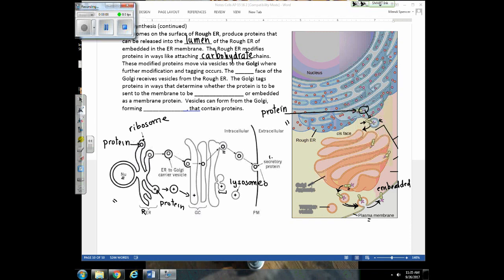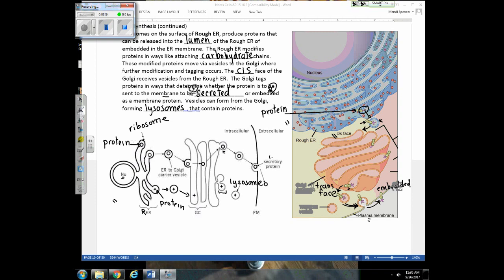So these modified proteins are now going to be sent to the Golgi. Something I want you just to be familiar with, so it doesn't throw you off if you see this complex term, is the receiving part of the Golgi is called the cis phase, whereas the shipping center is actually called the trans phase. But ultimately, the Golgi is going to tag it and send that protein to its final destination. It can be sent to the membrane where it can be secreted. That means released into the extracellular environment. That's one thing that can happen to that protein. It can be embedded as a membrane protein. And then also, some vesicles from the Golgi are going to end up forming lysosomes.